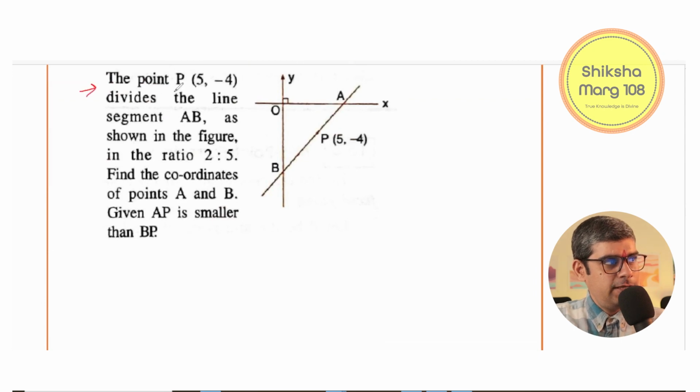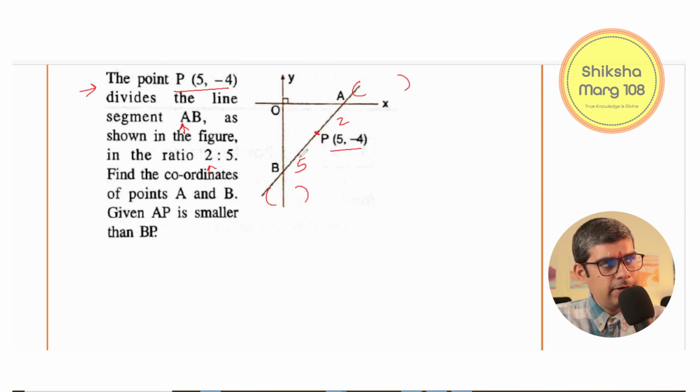The point P, 5 minus 4, divides the line segment AB. This is line segment AB as shown in the figure, and the ratio 2 is to 5. So always read from the point which is given. So A is given first and 2 is given first. So this point P is dividing the line segment in the ratio 2 is to 5. That's pretty straightforward. Find the coordinates of point A and B. So they're asking us to find the coordinates of A and coordinates of B.